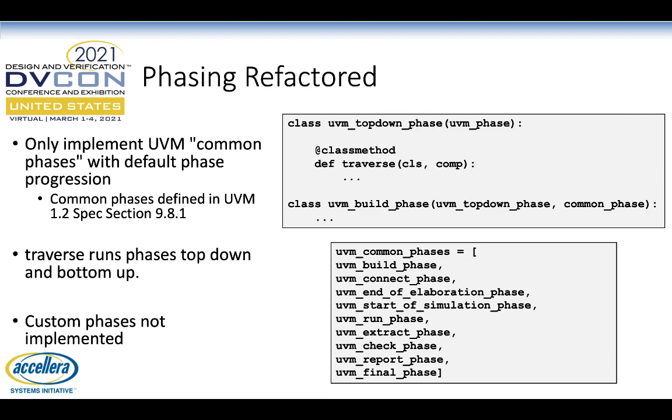Phasing has been simplified and refactored, rather than having the complicated system that allows you to create custom phasing that's rarely used. The UVM spec specifies common phases, which are the ones we all know, and so those have been implemented here as classes, either top-down phases or bottom-up phases. They're differentiated by what their traverse method does. And here you can see the UVM build phase has been declared as a top-down phase and a common phase. And then the common phases are all stored in a list, and that list gets run through in the run_test function to run through the hierarchy and run the phases on all of the objects there.